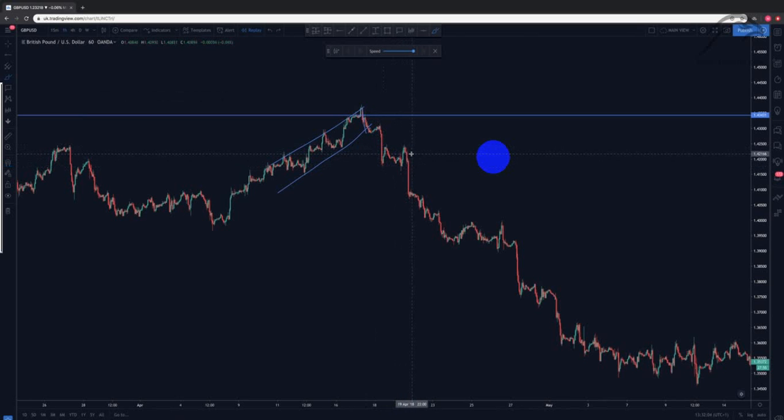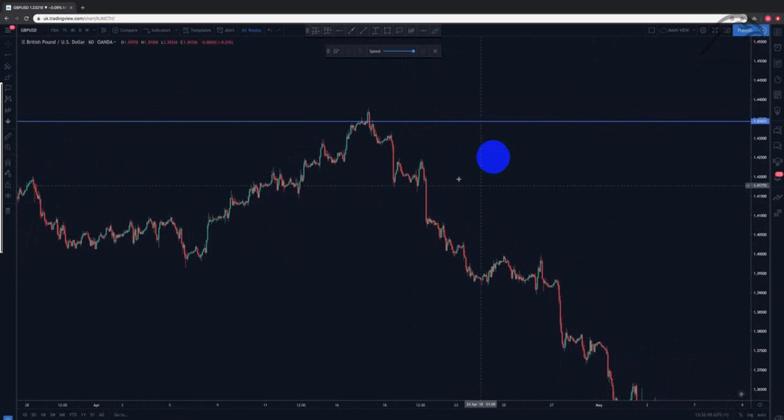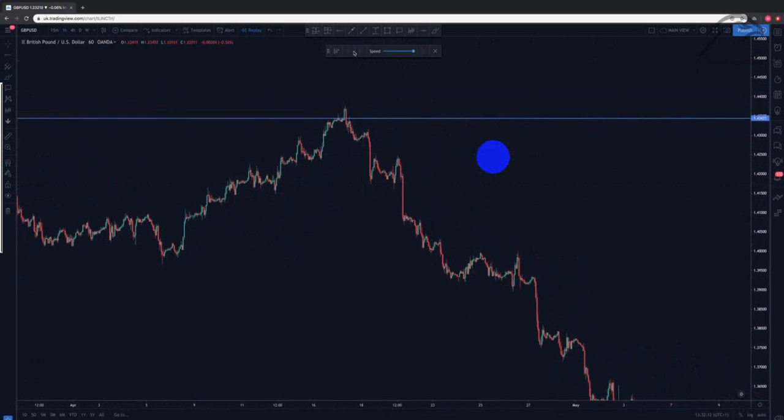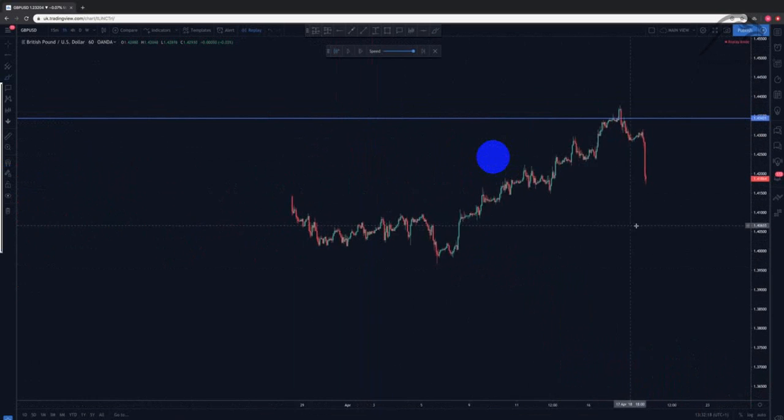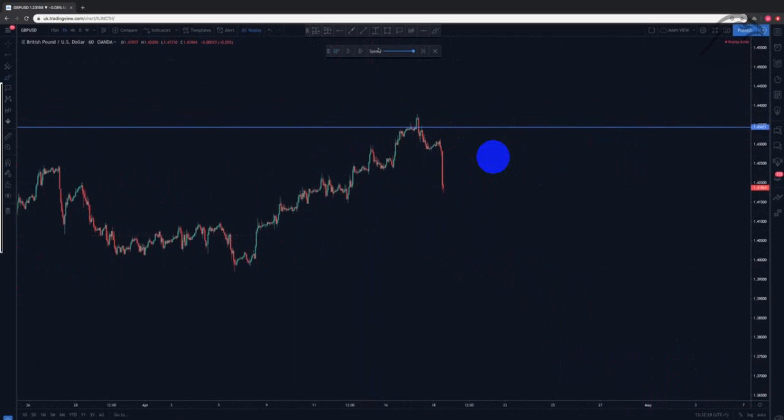So how would we actually take something like this? Well, quite simply, we would do this. We have to understand that flags are not always going to be tight. These are our favorite ones, but they're not always going to be there. And after we have this impulse here, we need to appreciate that we will have a larger correction at some point.